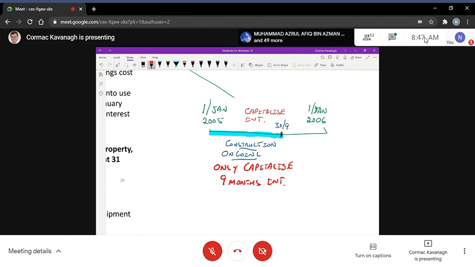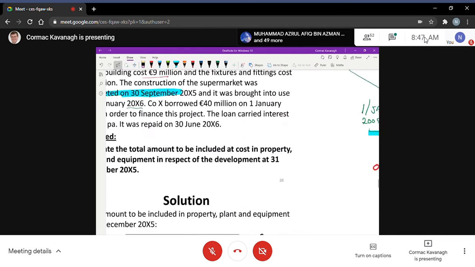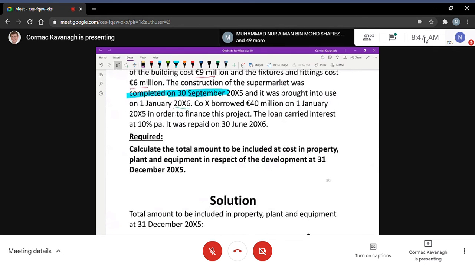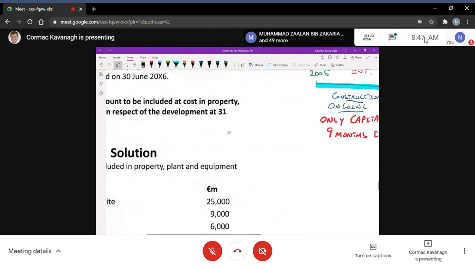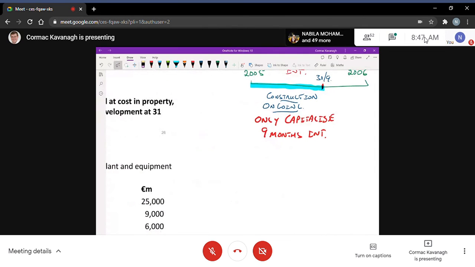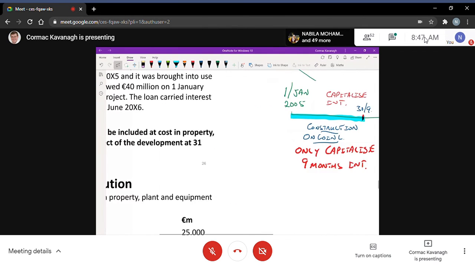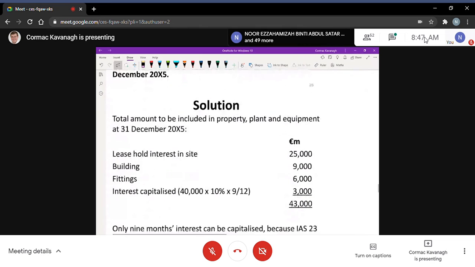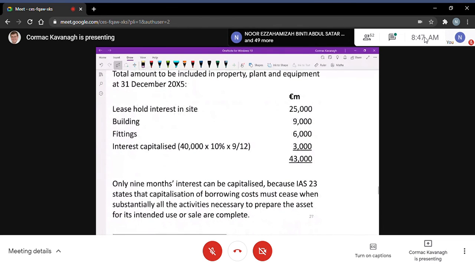Even though the loan, we were told, the company borrowed 40 million on the 1st of January and repaid it on the 30th of June X6. So the loan was for a year and a half, but we're only allowed to capitalize for 9 months because that's the period during which construction was ongoing. So that's what we see here.